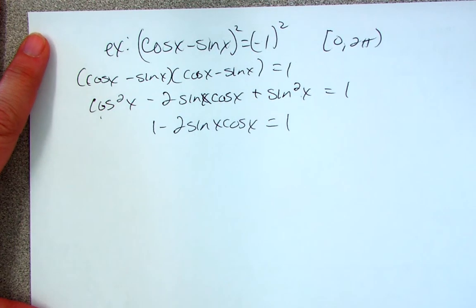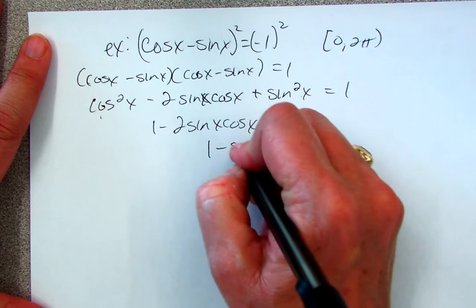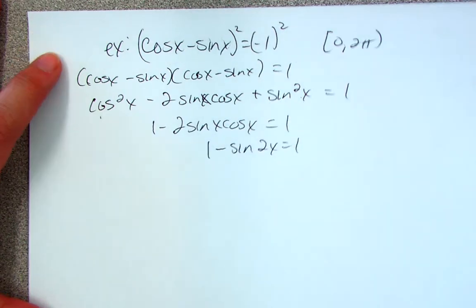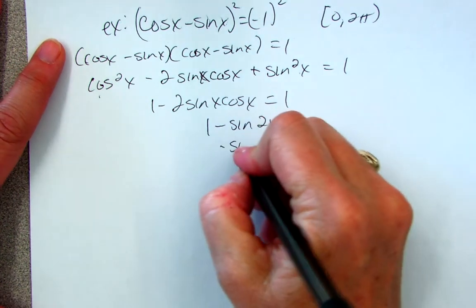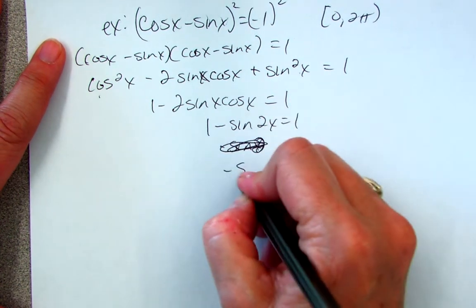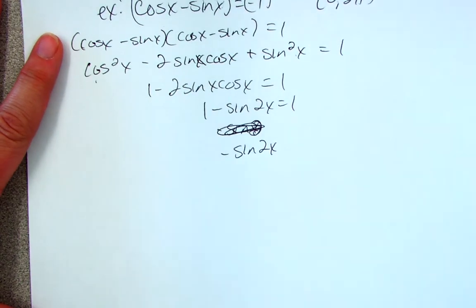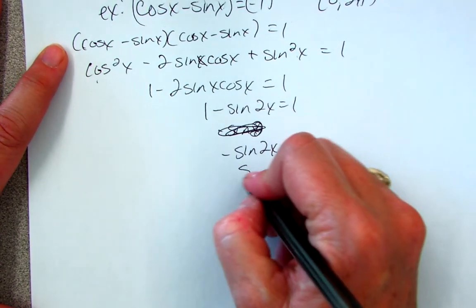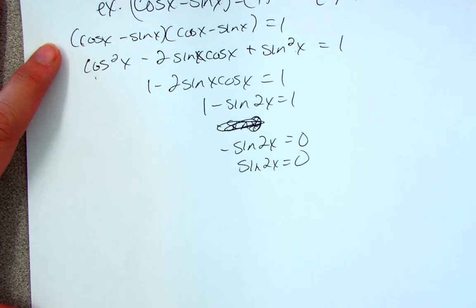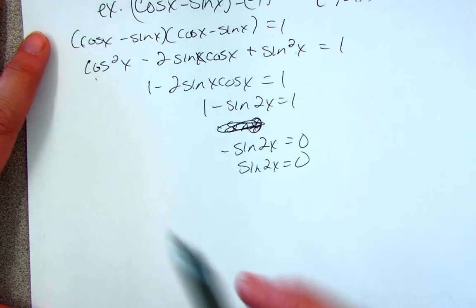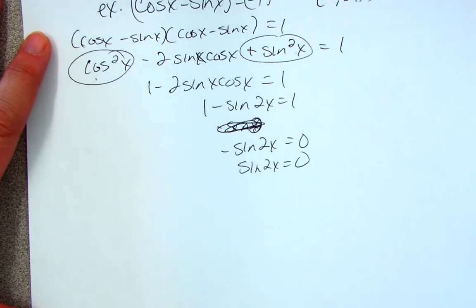What else? 2 sine x cosine x and sine double. Sine 2x, correct? Mm-hmm. So now I'm just going to subtract 1 from both sides, right? Right? You okay with that? Yes. What became a 1? Oh, okay.